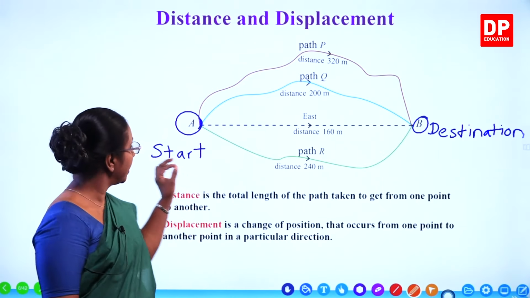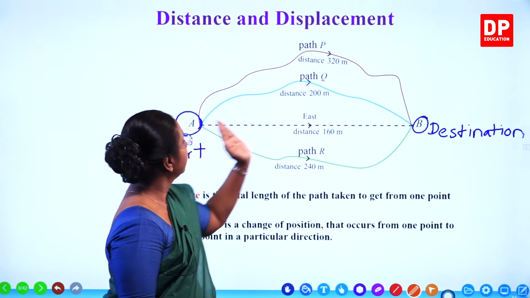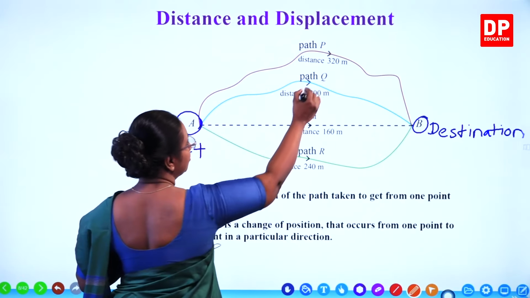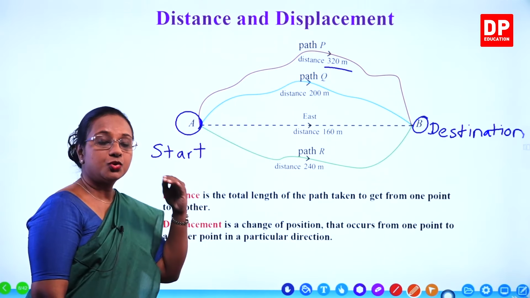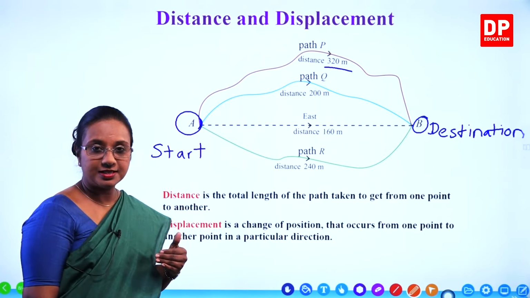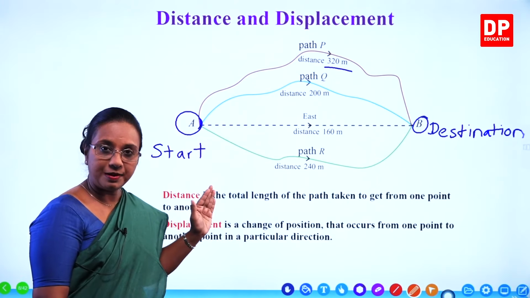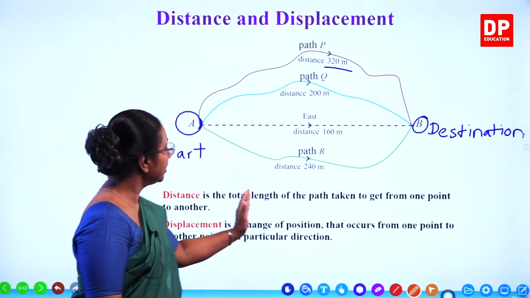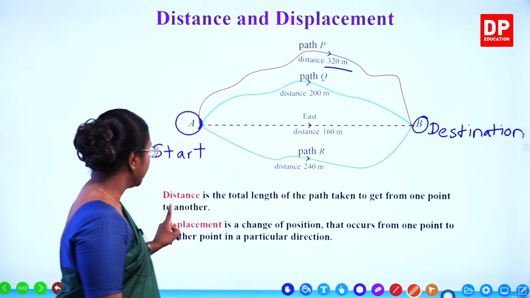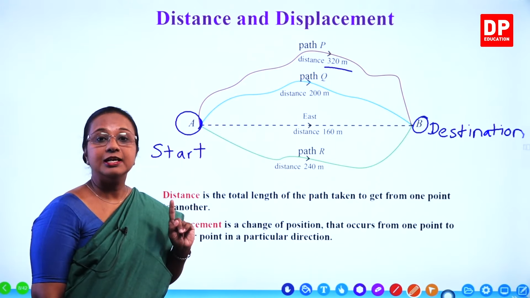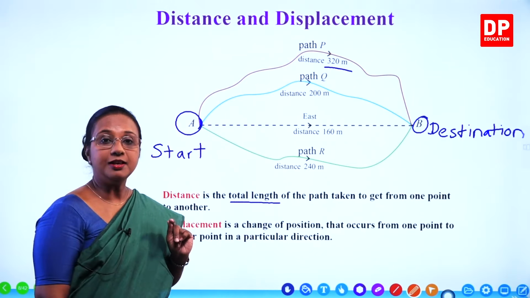So here we'll see what the child will do. If she prefers to take path P, the length of the path is given to you. It's 320 meters. So when an object or a person travels from one point to the other, they use a certain path and the total length of the path taken to get from one point to another will be called the distance. So here you can see it's only the total length.